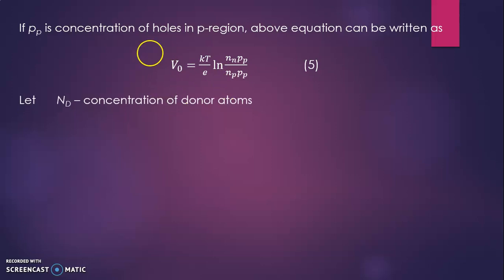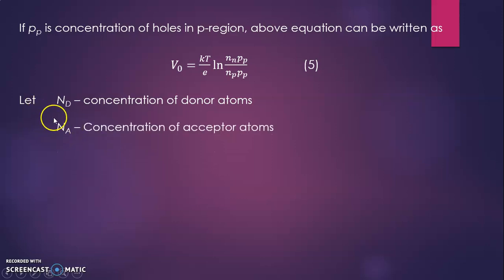Now let N suffix D be the concentration of donor atoms that we have used in the derivation in a semiconductor, n type and p type. In n type we have a large number of electrons, so the impurity is considered as donor, and in p type the impurity is considered as acceptor impurity. Same, this N suffix D we are considering again as the concentration of donor atoms, while N suffix A is the concentration of acceptor atoms.